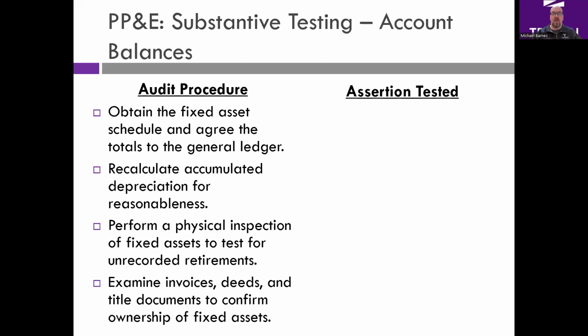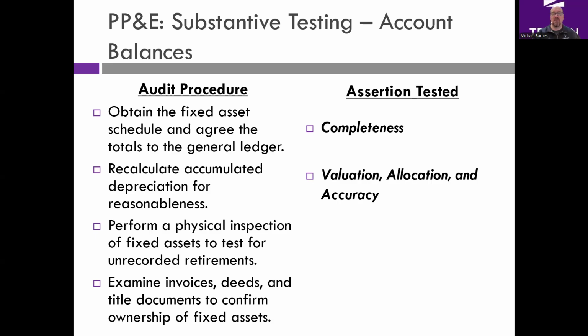All right. Let's go ahead and do some account balance testing now. Obtain the fixed asset schedule and agree totals to the general ledger. We probably should be VAA, but the simple truth is we're going to use VAA a little bit later. This one's not well explained, but this is completeness. Recalculate accumulated depreciation for reasonableness. This is our VAA test because recalculation, again, is a test of VAA. Perform a physical inspection of fixed assets and test for unrecorded retirements. That's going to be existence occurrence.